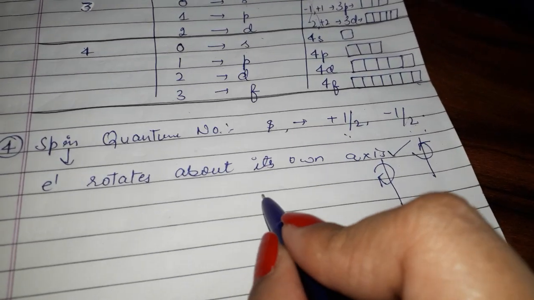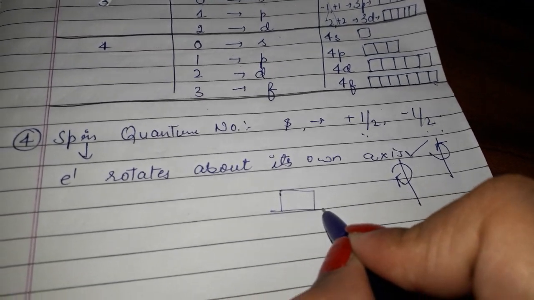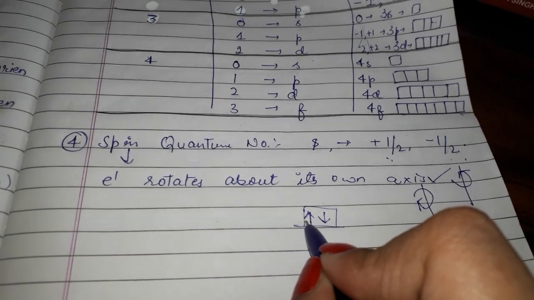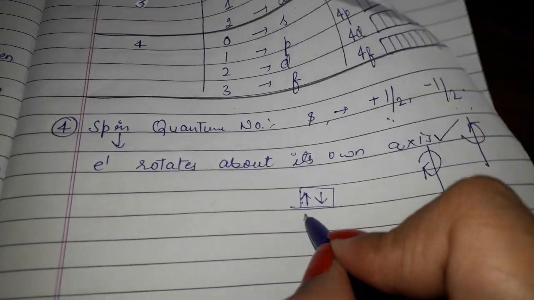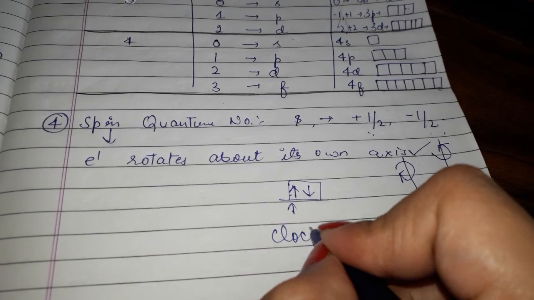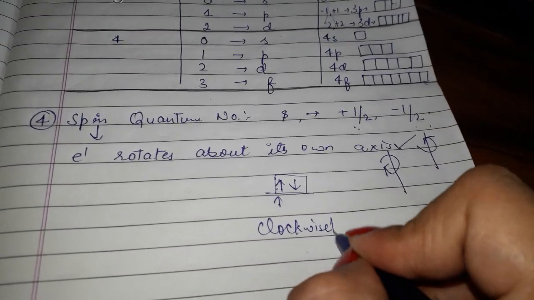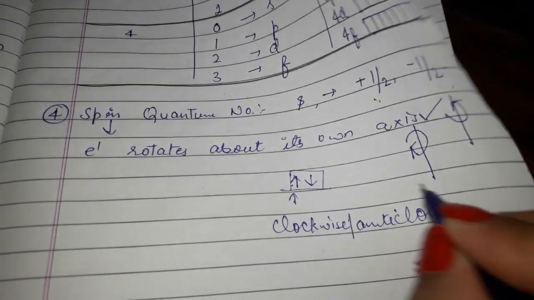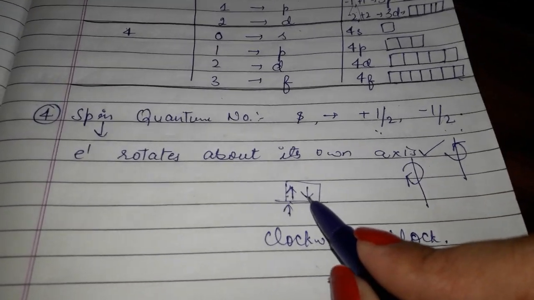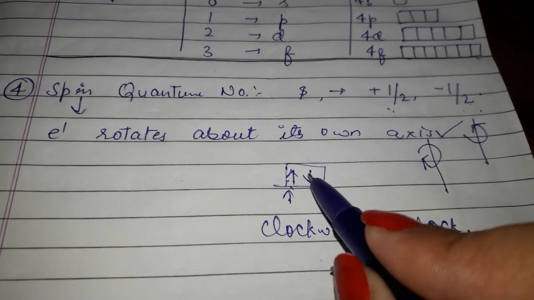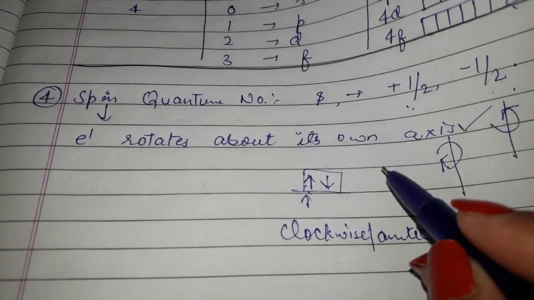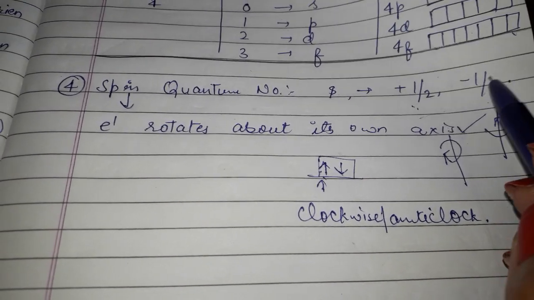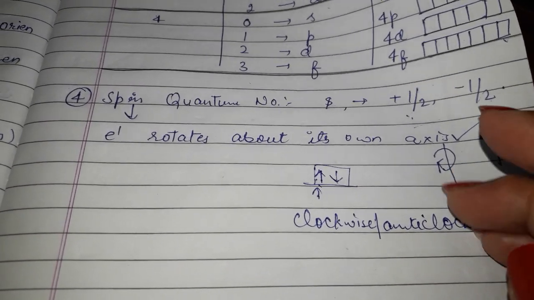In any orbital, if 2 electrons are there, their spin will be opposite. One will be rotating clockwise or anti-clockwise, you can say anything. If this is clockwise, this will be anti-clockwise, and if this is anti-clockwise, this will be clockwise, just opposite to each other. So there are two spins of the electrons, plus half and minus half. This was all about the quantum numbers.